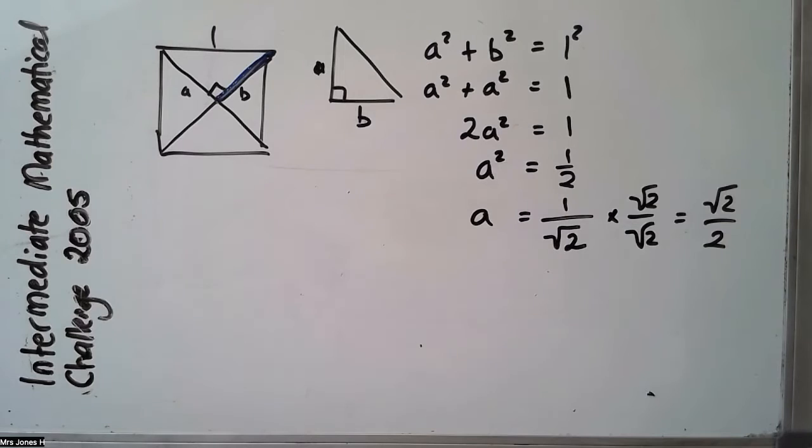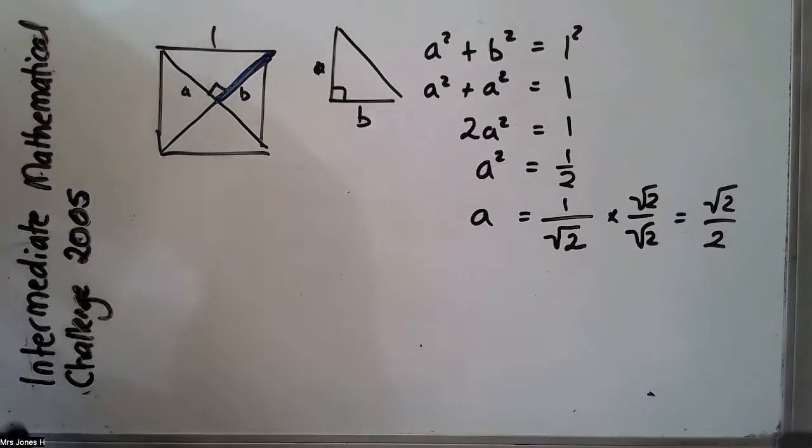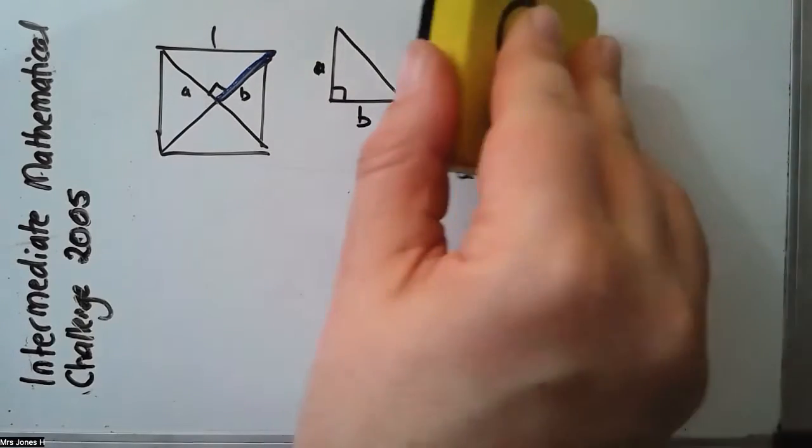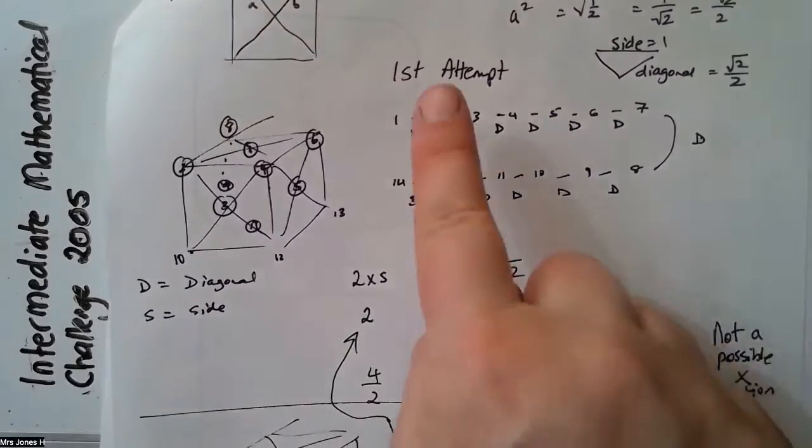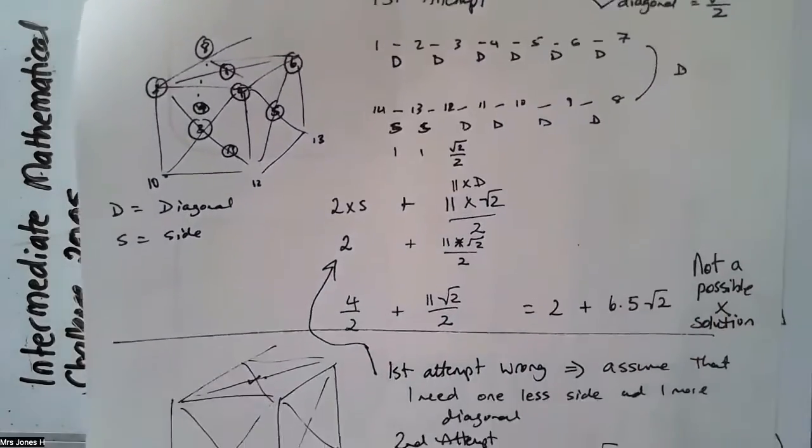Now, I tried this 2 different ways. The first time didn't get me very far. Well, it got me far, but it got me an answer that wasn't part of the solution. So let me show you that. So this is the workings to get to root 2 over 2.